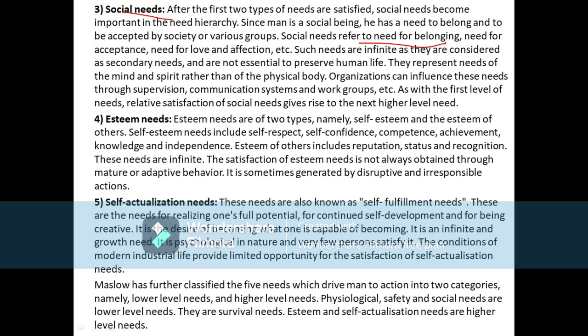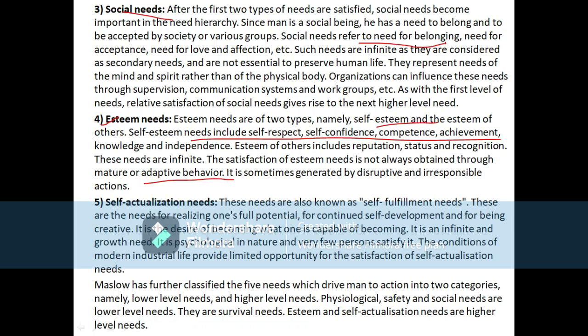After that, esteem needs. Esteem needs are of two types. One is self-esteem, which includes self-respect, self-confidence, competence, achievement, knowledge and independence. The other is esteem of others: reputation, status, recognition. These needs are indefinite, infinite. Satisfaction of esteem needs is not always obtained through mature or adaptive behavior; it is sometimes generated by disruptive and irresponsible actions also. So the two esteem needs are self-esteem and esteem of others.